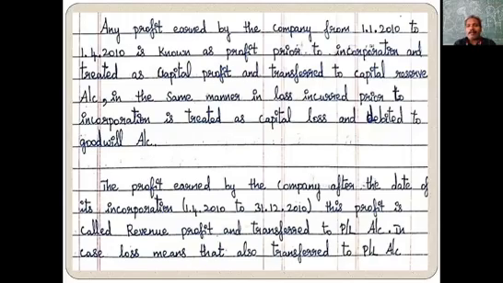In the same manner, the loss incurred prior to incorporation is treated as capital loss and debited to goodwill account. All the profits earned by the company after the date of its incorporation, that means from 1/4/2010 to the closing date 31/12/2010, this profit is called revenue profit and transferred to profit and loss account. In case of loss, that is also transferred to the debit side of profit and loss account. Right? This is the major important part in profit prior to incorporation.